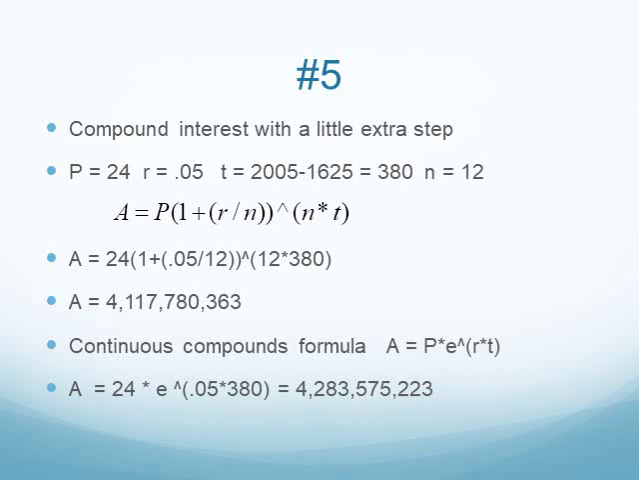Now, this problem is about compound interest. And I know it seems simple, but there's a little extra step in here because they give you the principal, $24 they bought the island for. They give you the rate, 5%, which doesn't seem like much. And then they tell you that it's compounding monthly, right? So you know you want to use our compound interest formula that we just used for number 4 over and over again. The trick here being the time, okay?